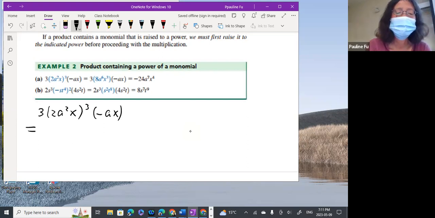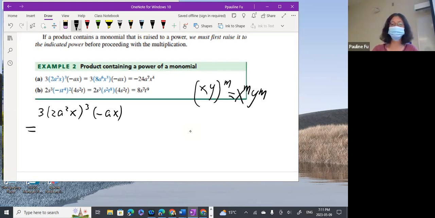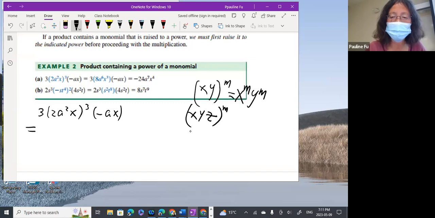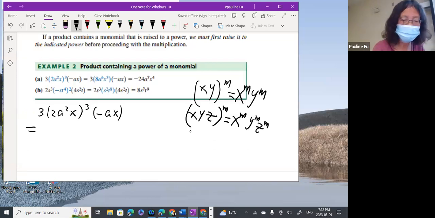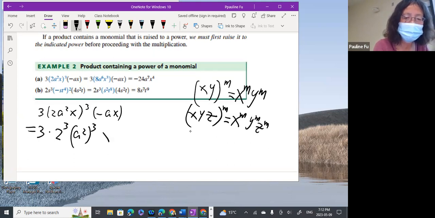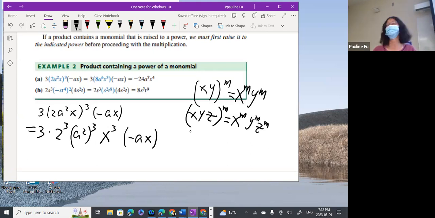So first, I will use this rule. Remember, xy raised to power m equal to x^m y^m. If you have x y z raised to power m, it is x raised to power m, y raised to power m, z raised to power m. To apply this rule, I got 3 times 2 raised to power 3, a squared raised to power 3, x raised to power 3. Copy down the last item.